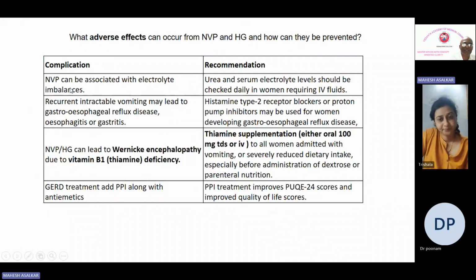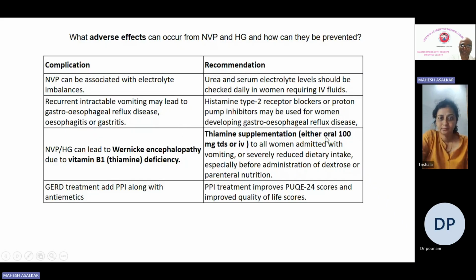Then adverse effects: nausea and vomiting in pregnancy are associated with electrolyte imbalances, so urea and electrolytes we have to measure daily. Then recurrent intractable vomiting may lead to gastroesophageal reflux disease, esophagitis, or gastritis. What measure will we take? Histamine type 2 receptor blockers or proton pump inhibitors can be used. Then nausea and vomiting can lead to Wernicke's encephalopathy due to vitamin B1 deficiency. So thiamine supplementation is required.